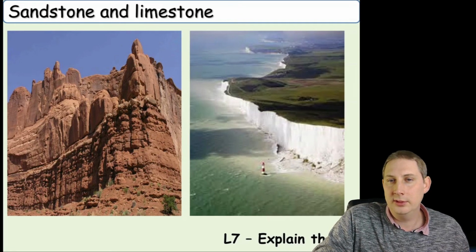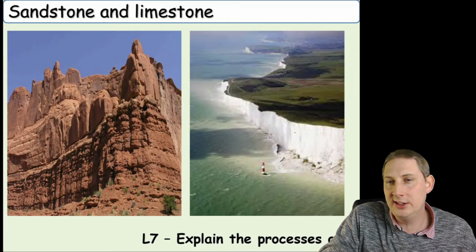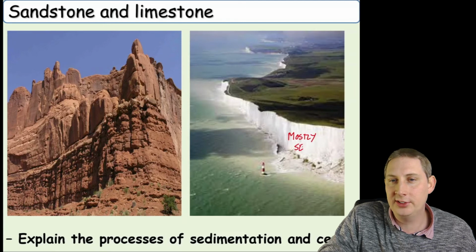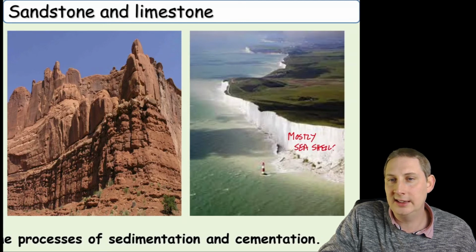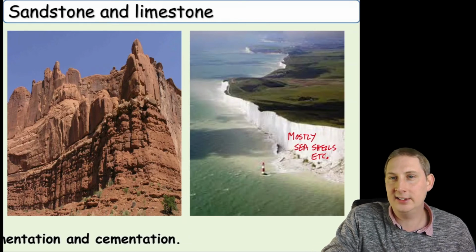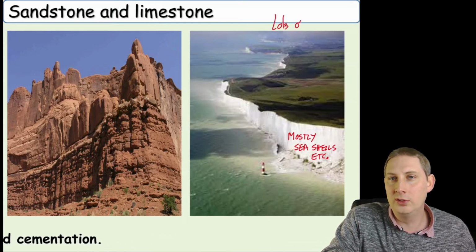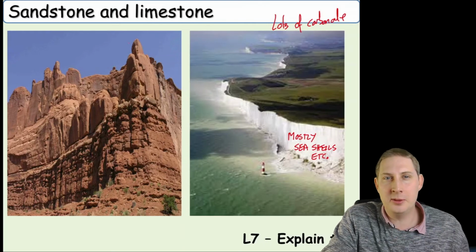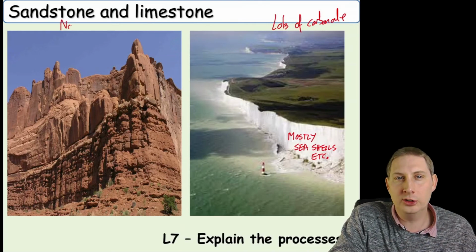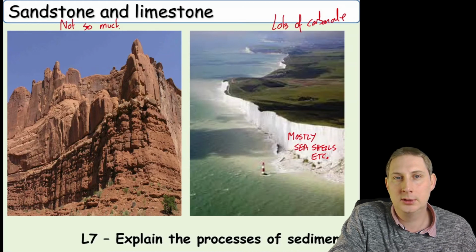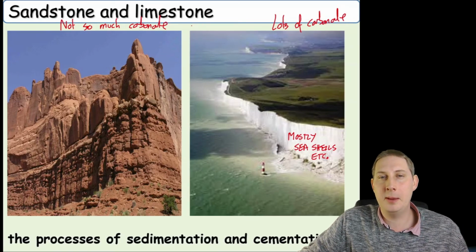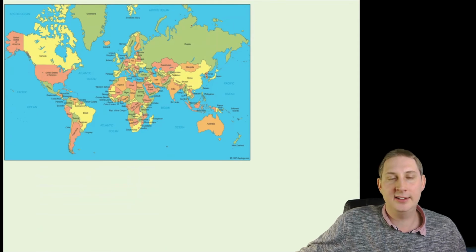If something contains lots of sea creatures, so this is mostly seashells, etc., this has lots of carbonate. If it contains those bits of clay and other bits of rock, this has not so much carbonate. But we may want to be a bit more quantitative about that.